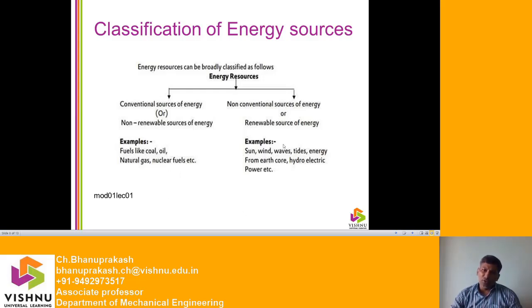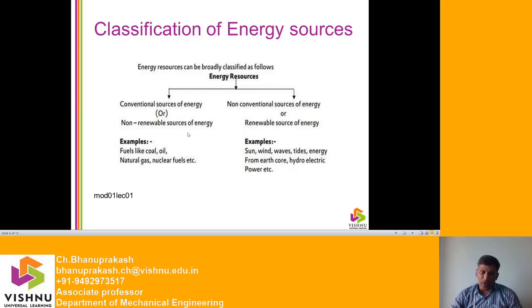So what are the renewable sources of energy? Examples: sun, wind, waves, tides, energy from the earth's core, which we can call geothermal energy. And the next one is hydroelectric power. See here, renewable sources means they can be used over and over again. They are replenished naturally within a reasonably short time. So they cannot be exhausted.